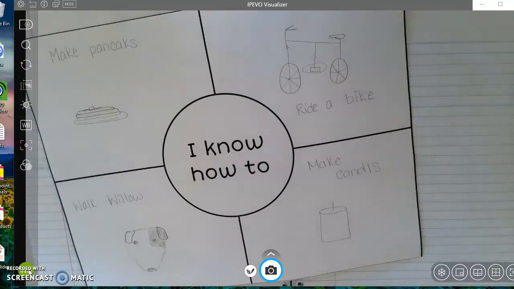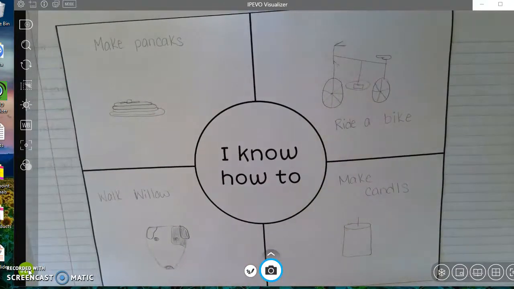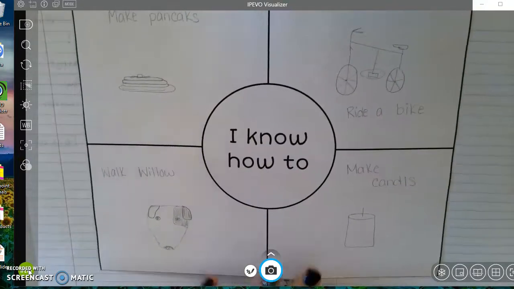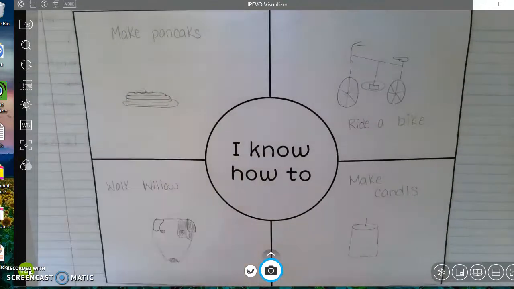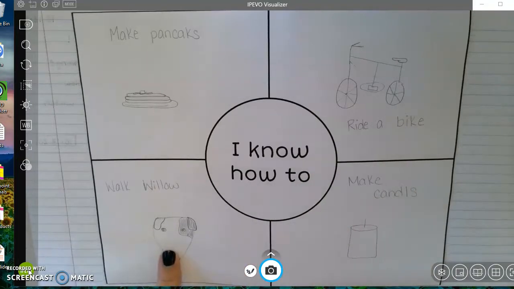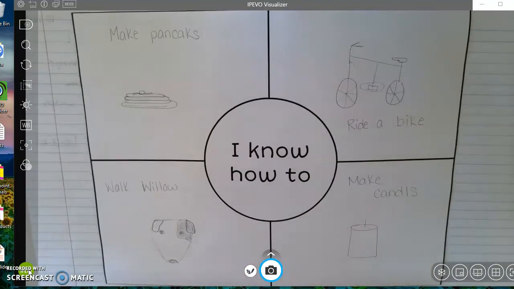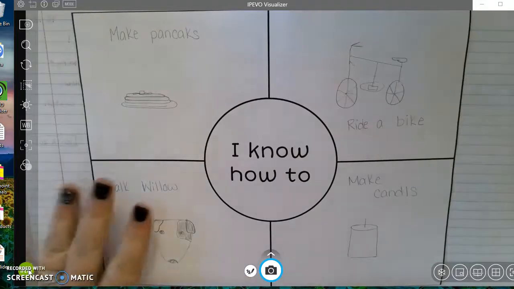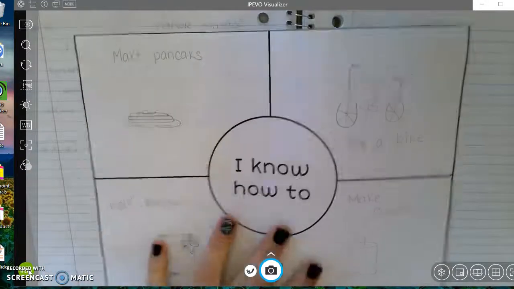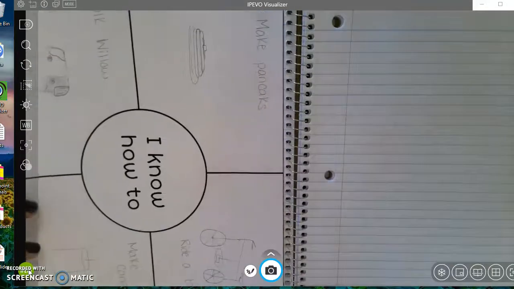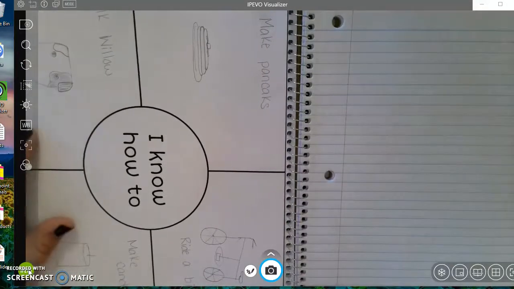For writing, we are starting our how-to writing, and you did your brainstorm yesterday. So this is my brainstorm page. I know how to make pancakes. I know how to ride a bike. I know how to walk Willow, and I know how to make candles. I trimmed around the outside of my page so that way I can glue it right in my writing notebook and I won't lose it.